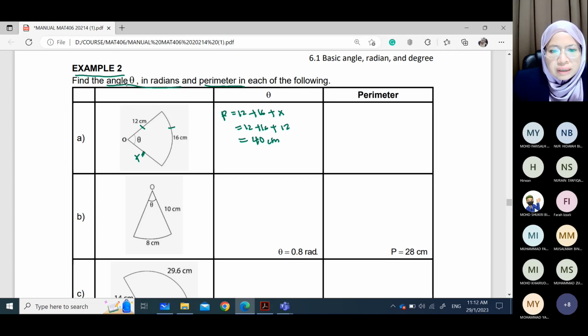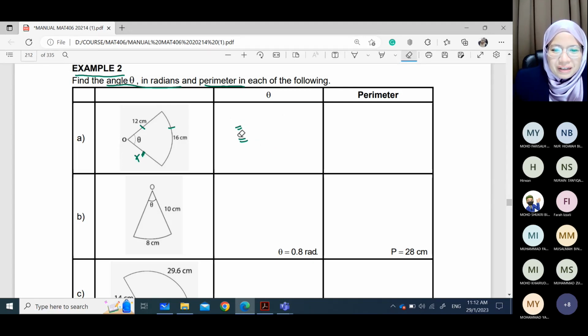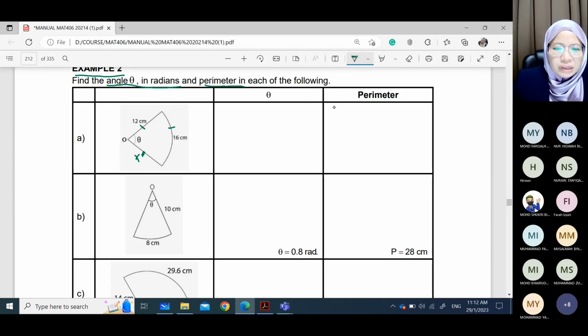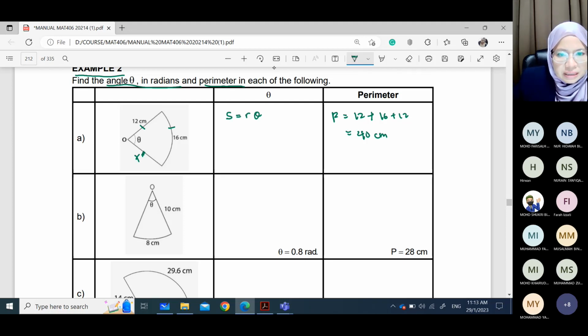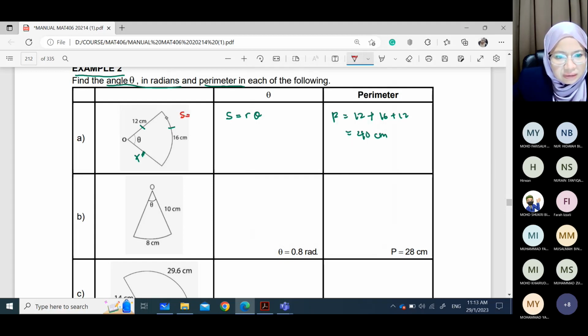Okay, right. So now we need to find angle. Okay, sepatutnya dekat sini jawapan dia. Dia ada bagi dua kolom, satu angle, satu perimeter. So perimeter adalah 12 plus 16 plus 12. So the answer here is 40 cm. Okay, so untuk angle, kita balik semula kepada formula bagi arc length, which is S equals R theta. Okay, so S dekat sini, S adalah arc length. So S is 16.